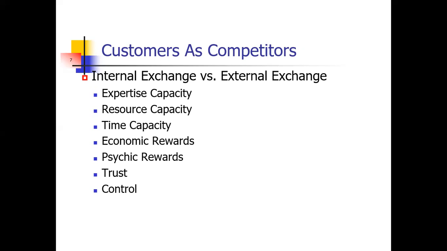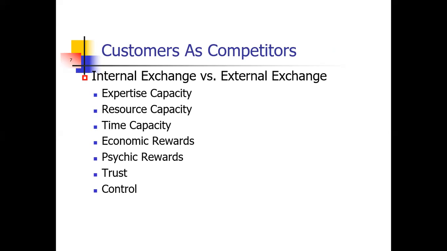And these things can be seen because they have expertise, capacity, certain resources, and time also. And if they are going to do the work by themselves, then they are going to save some money, so this will give them the economic reward. They have done something on their own with their best capacity and capability, so this will give some sort of psychic reward, they will have some psychological boost also, they have more trust in their job and their capabilities, and they have better control. So therefore the customer is acting as your competitor as well.